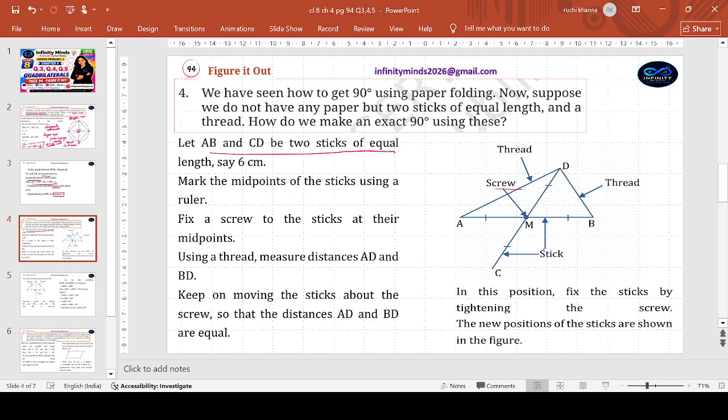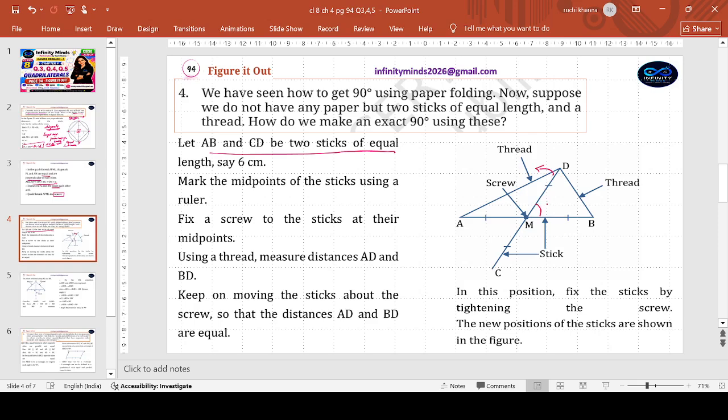Using a thread, measure distances AD and BD. Keep on moving the sticks about the screw so that the distances become equal. Now see, what needs to be done mainly in the question is, these are two sticks of equal length. You fixed a nut bolt, a screw, in such a way that it can be rotated also. And first of all, the thread has been tied, so that you can measure the length of the thread.